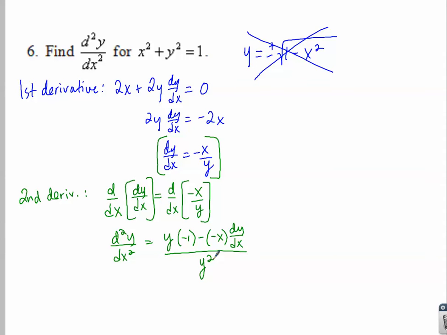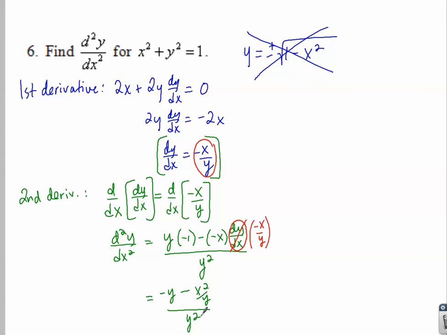We can simplify this a little bit, but here's what you have to remember in these. We have dy/dx in our second derivative, but we know from here what dy/dx equals. So take out dy/dx, put -x over y in its place, and you will be able to simplify that much more. Now we don't have d's, we just have x's and y's. Negative y minus a negative negative makes minus x squared over y, all over y squared.